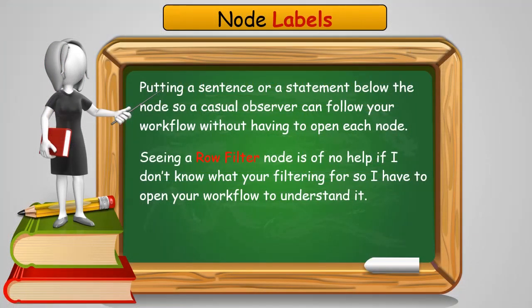And you've seen me do this a few times, of course, but I put a sentence or two, a statement, something below most of my nodes so that the casual observer can follow your workflow without having to open the nodes. For example, if you put a row filter node in, that's of no help to somebody who's never seen your workflow. They don't know what rows you're kicking out. So I'll put a slight description under it to say, you know, remove rows with missing values, or, you know, that type of description is very helpful for somebody trying to understand your workflow.